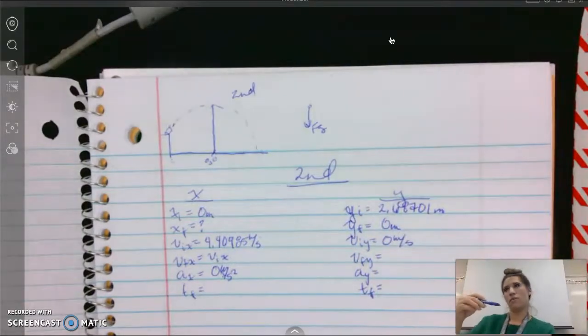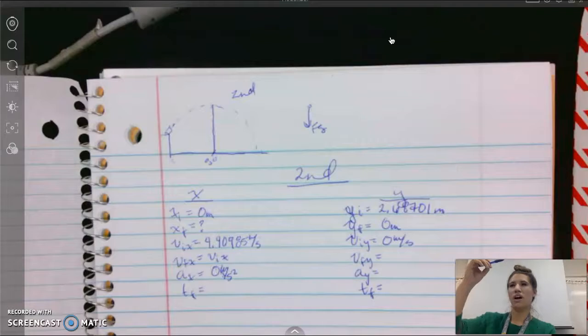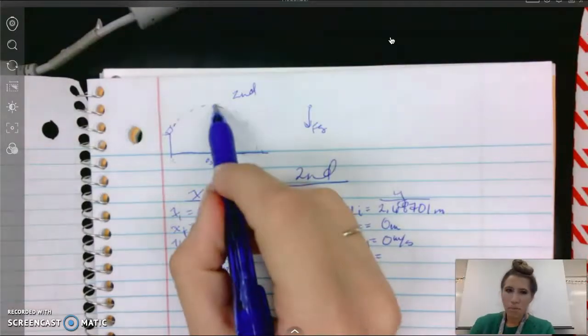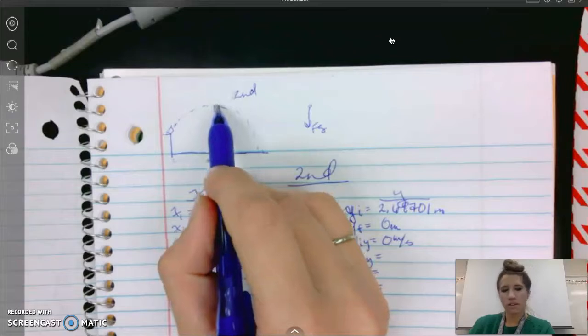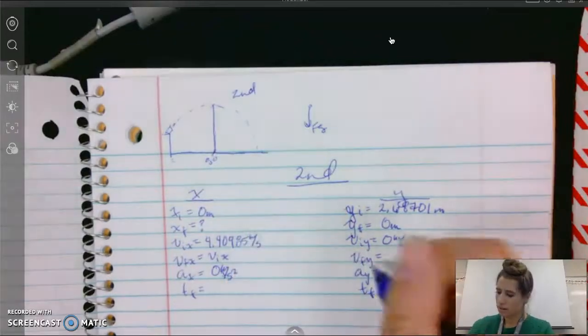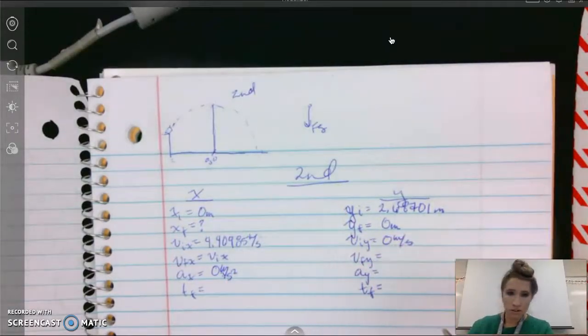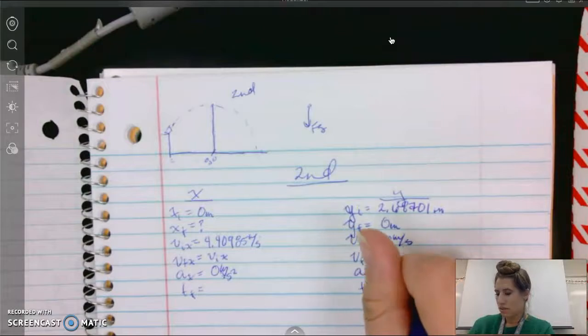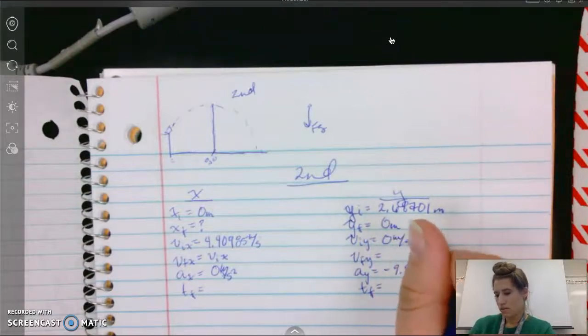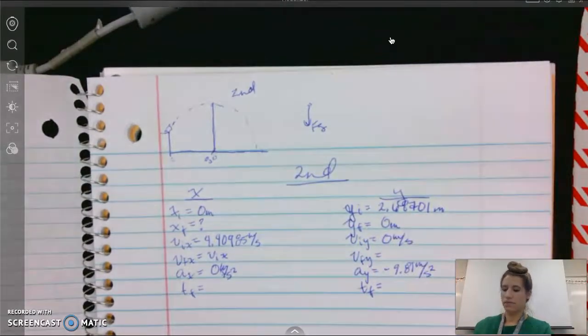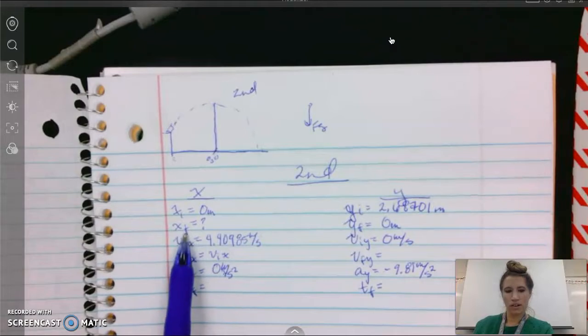It slowed down, and then it stopped for the briefest of moments, and then it came back down, and we're looking at that moment where it stopped. Then it's going to speed up as it comes back down. Velocity final, we don't know. The acceleration is due to gravity. Okay, so we're solving for x final.